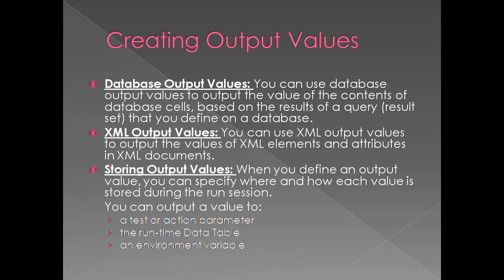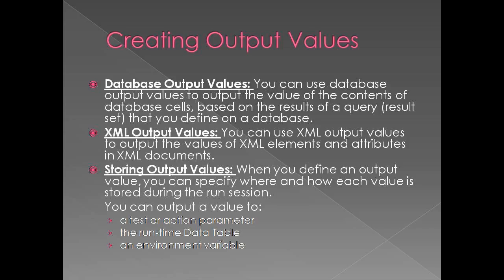XML output values. You can use XML output values to output the values of XML elements and attributes in XML documents. After the run session has finished, you can view summary results of the XML output values in the test results window. You can also view detailed results by opening the XML output value results window. For example, suppose that an XML document in a web page contains a price list for new cars. You can output the price of a particular car by selecting the appropriate XML element value to output.